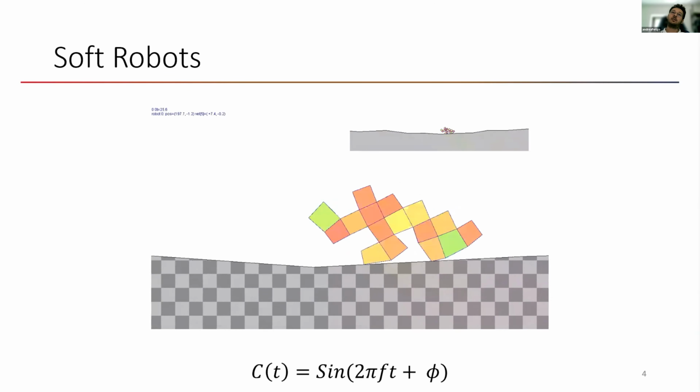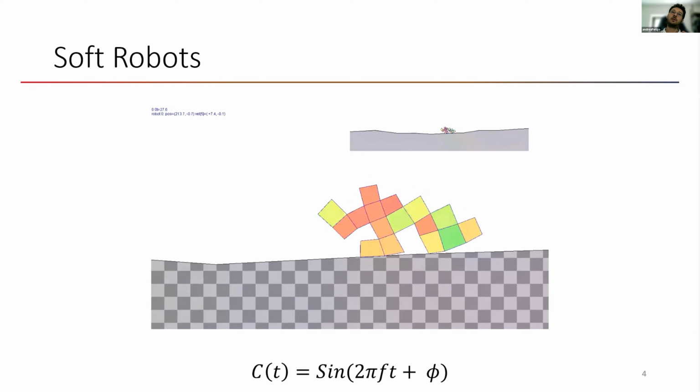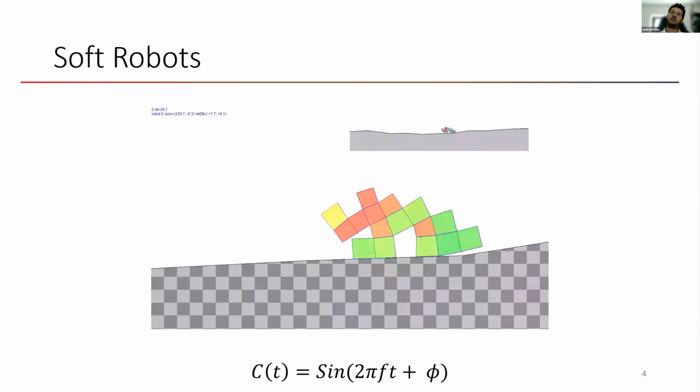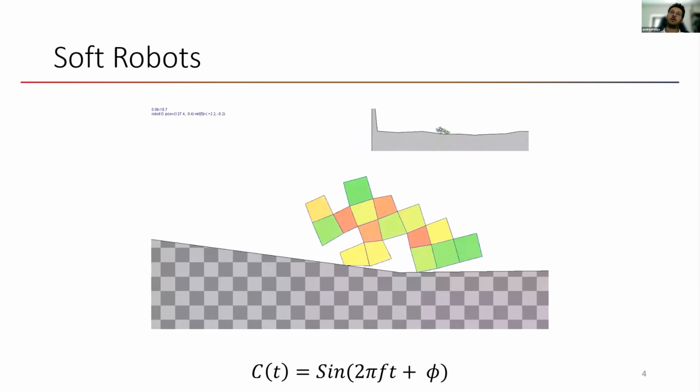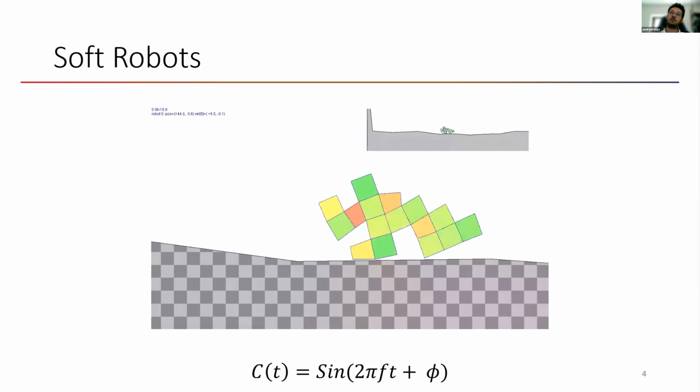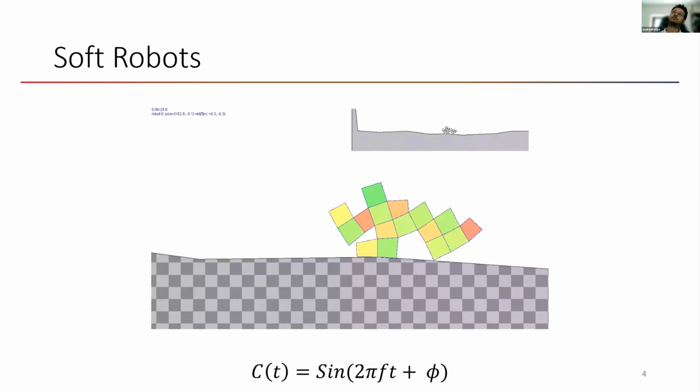And the two parameters, the frequency and the phase, can vary among the voxels, and they are the parameters that we optimize.